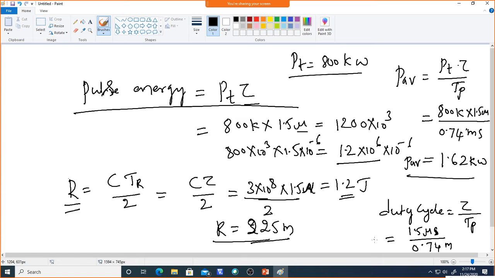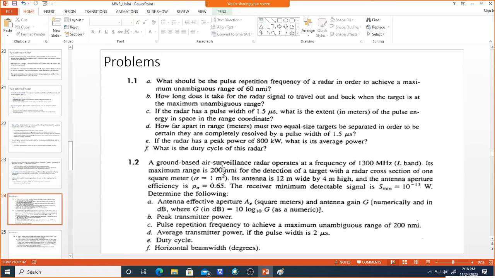So how much duty cycle? 2.02 milli. This is the duty cycle of the radar. So that is what we needed to find out in the first problem.